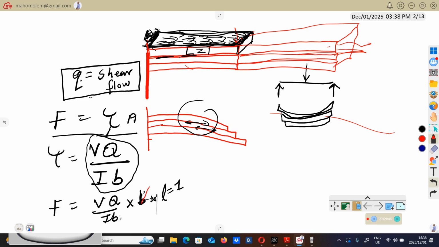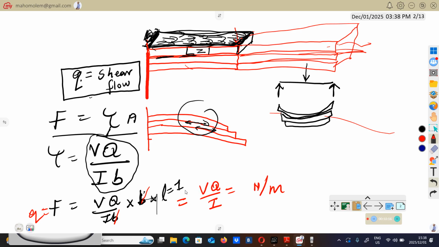And then this B will divide this B. Then shear flow or Q, remember this thing here, it's Q, will be equal to, will remain with VQ over I. So that's where this formula of the shear flow is coming from. So the unit is going to be Newton per meter.